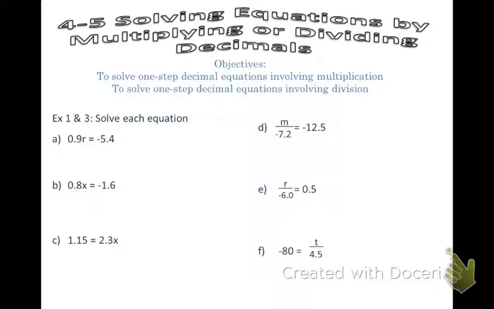So if you look at 0.9, it is multiplying to r, so we are going to do the opposite of multiplying, which is dividing by 0.9. Two ways you can do it. The first way is the normal division that we're used to doing. So we have our 5.4 divided by 0.9.